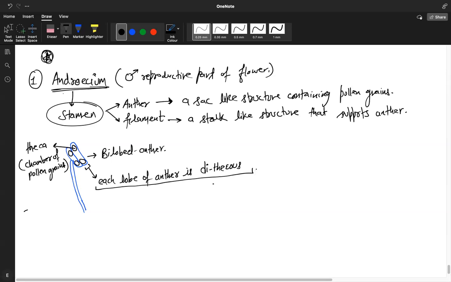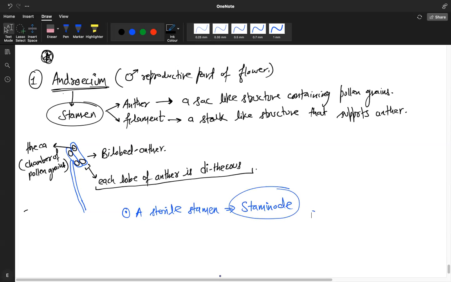And sometimes what happens is, sometimes these theca are not able to produce pollen grains. So we call that stamen a sterile stamen. So write down, a sterile stamen is unable to produce pollen grains and is known as staminode. Is that clear?